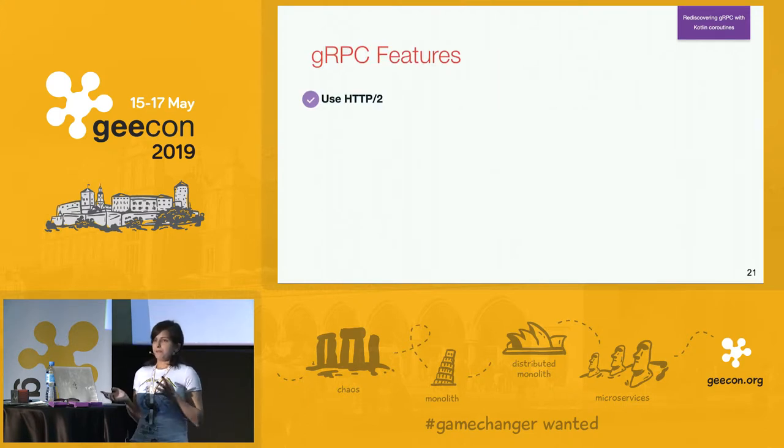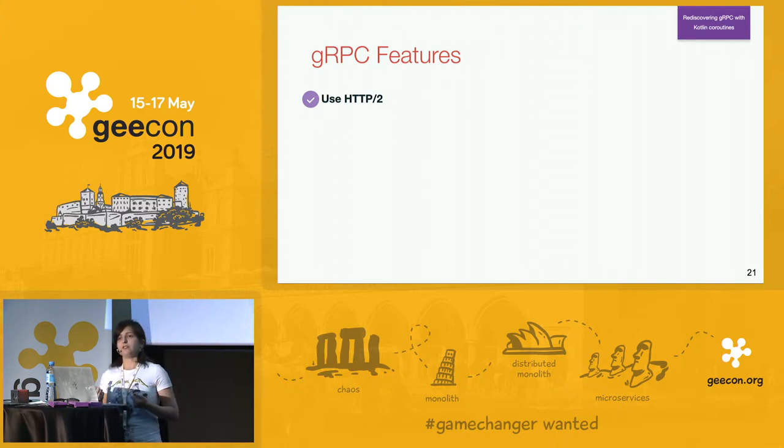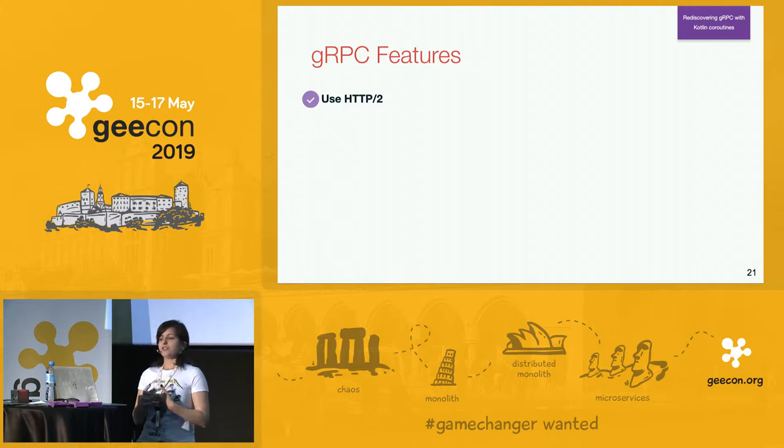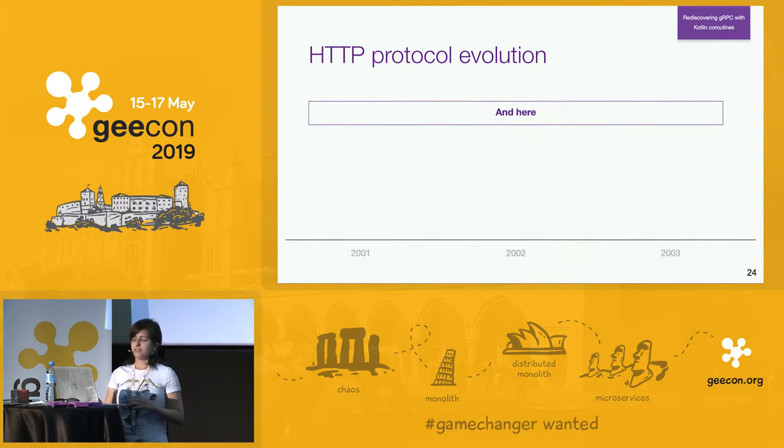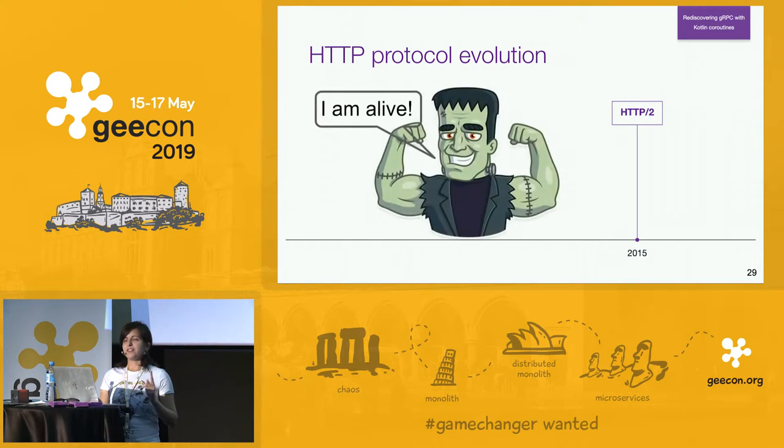So we finally understood what gRPC is. Let's discover its features, why it's so cool and why it can help us to be more efficient. First of all, gRPC is built on top of HTTP2. I won't tell you a lot about it, but a brief overview of its history. In 91 it was 0.9, in 96 1.0, then 1.1, and then no progress, maybe they're not alive, and suddenly, in 2015, HTTP2 appeared and told everyone that it is alive. Of course it's a joke.